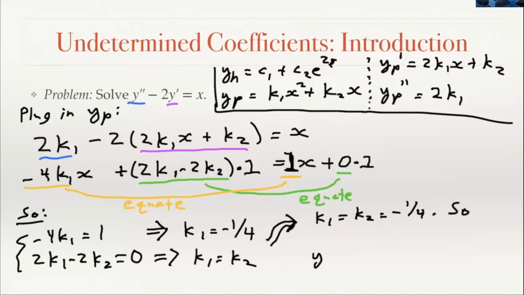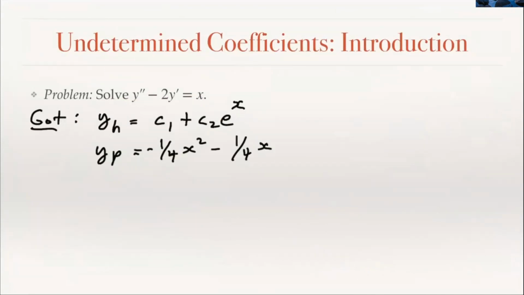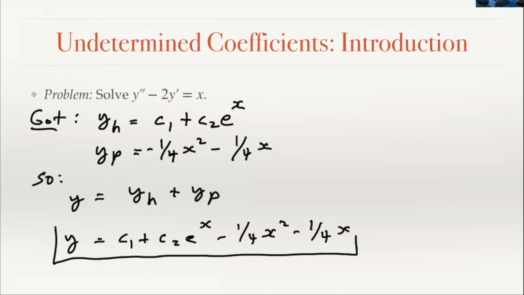So our particular solution is negative 1/4 x squared plus 1/4 x. And if you plug that in, you can see that it satisfies it. And our general solution is just yh plus yp. So therefore y, which is yh plus yp, is that.